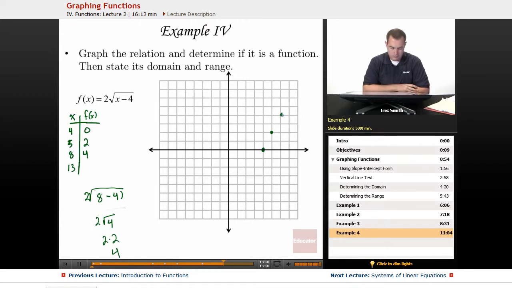All right, let's move on. Let's put in, got the wrong point. 1, 2, 3, 4, 5, 6, 7, 8, 4. There we are. Looks like 13 is going to be off my chart, but let's do it anyway, okay?